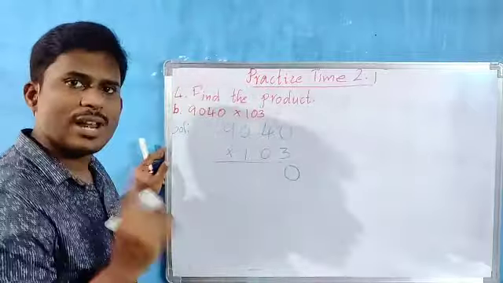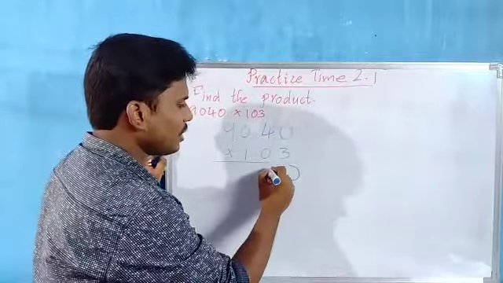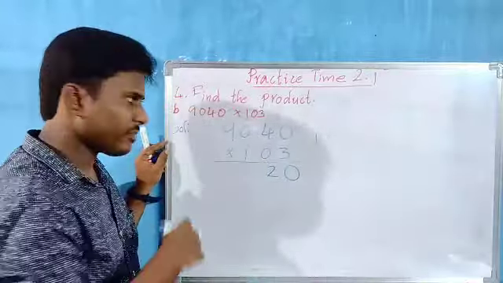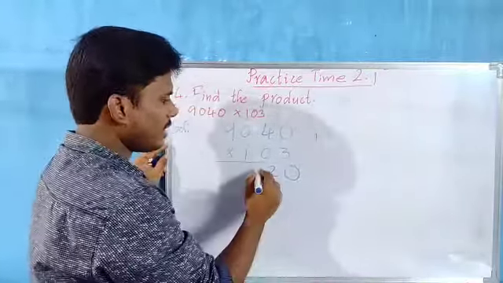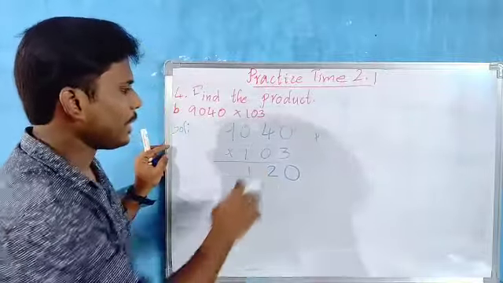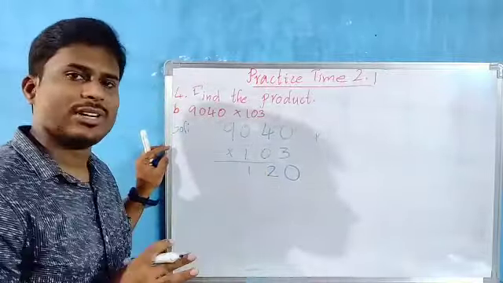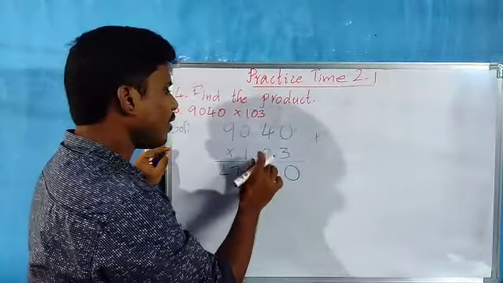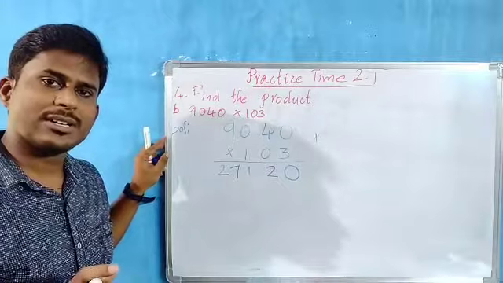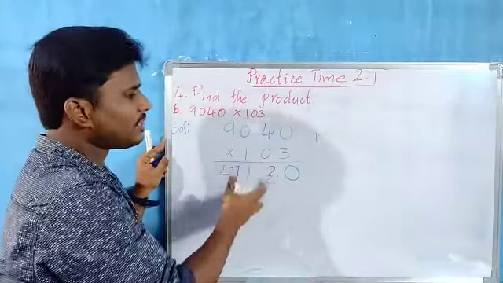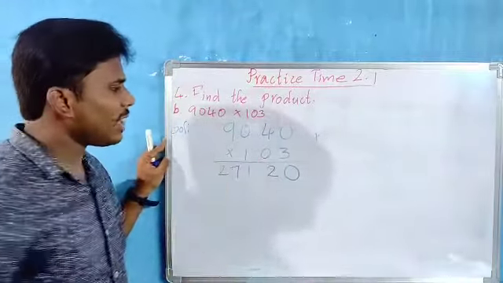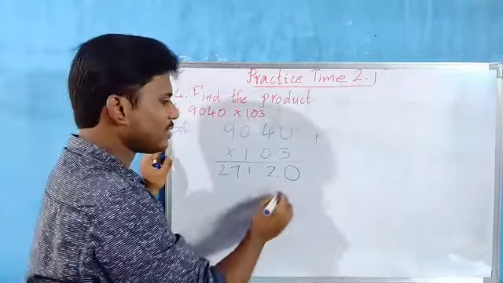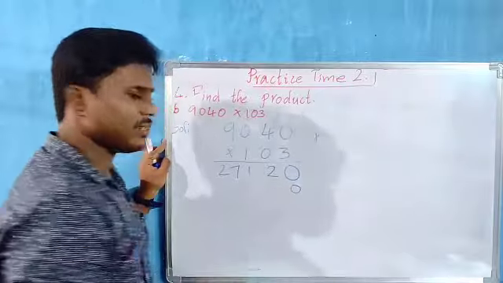3 4s, 12, it's a regrouping. So 12, 2 here, 1 regroup to the next place. 3 zeros, 0. And 0 plus 1, it's 1, children. Now 3 9s, 27, children. So 27 I am placing here. Now as we are multiplying with which place, children? Tens place. As we know, in the tens place we have 0, and the place value as well as face value is 0 only, children. So we have to place 0 first here as it is in the tens place.